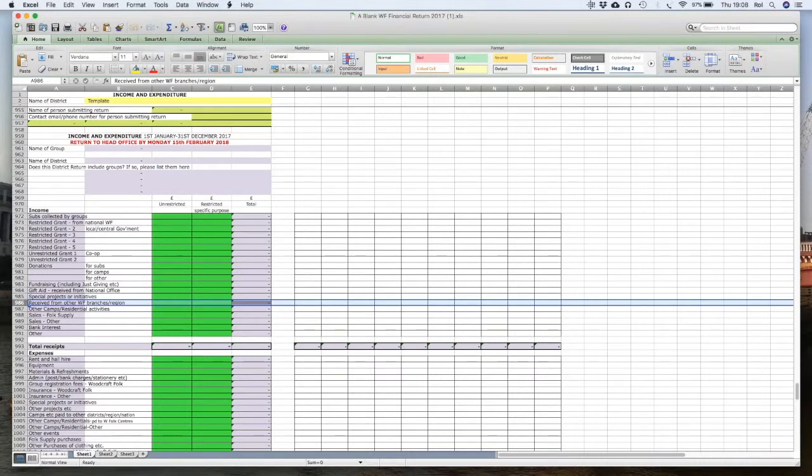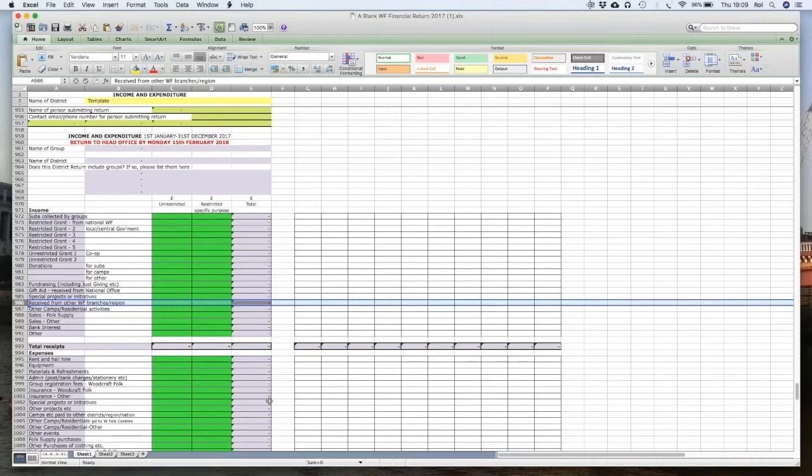And we need to put it in on line 986 because across all the districts, of course, this should all cancel out on districts and regions and national. Money being paid within Woodcraft Folk as a whole needs to be cancelled out, so we need to identify the figures on this line.